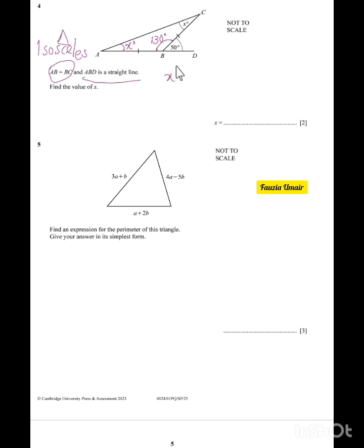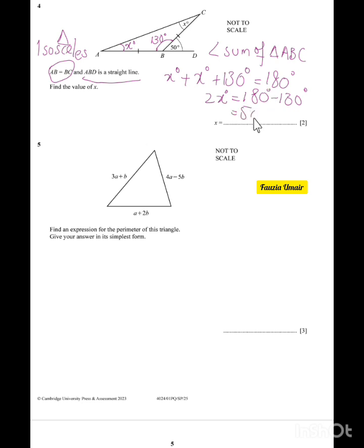So now I will apply the property x plus 130 is equal to 180. The total sum inside a triangle is 180, and this is called angle sum of triangle ABC. So this is the name of the property which is used for interior angle. So now if you solve it, 2x would be equal to 180 minus 130, so it would be 50, and x would be 25. So this solution is enough for 2 marks question. 1 mark is for the solution and 1 mark is the correct answer.